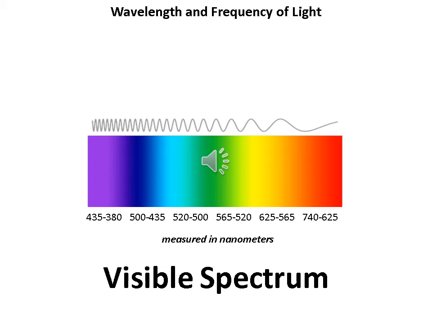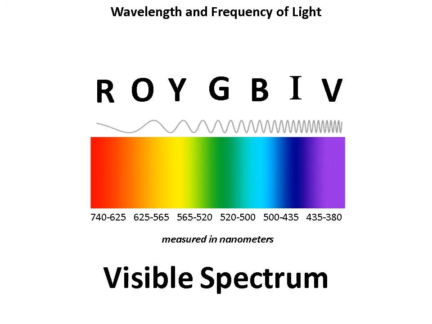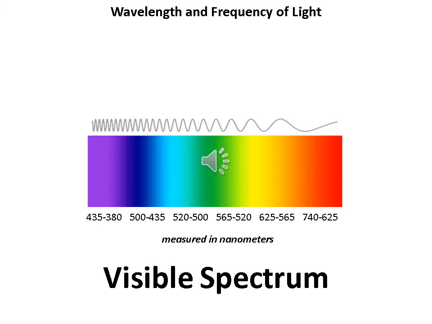And so do you see what I did there? I'm going to go back real quick. And you can see that we've just turned the visible spectrum around. We can still remember Roy G. Biv, but we're going to have to remember it backward.